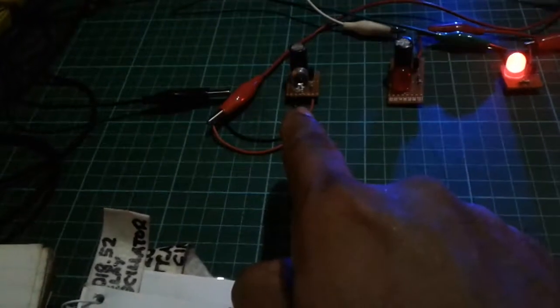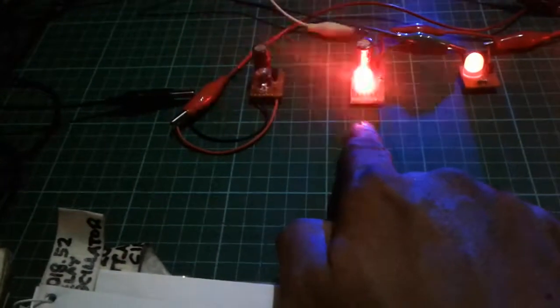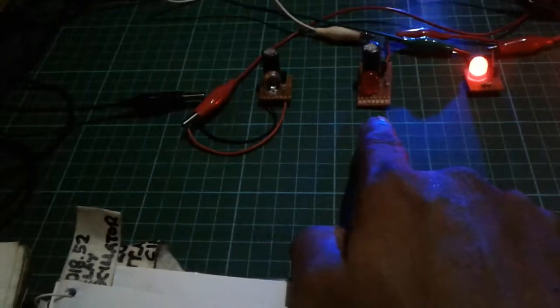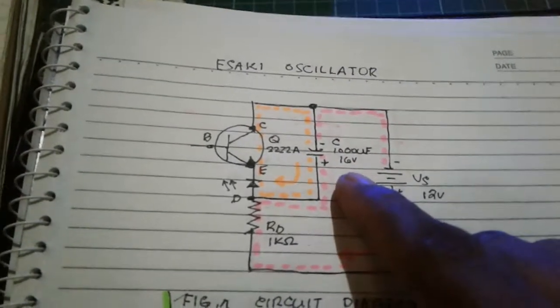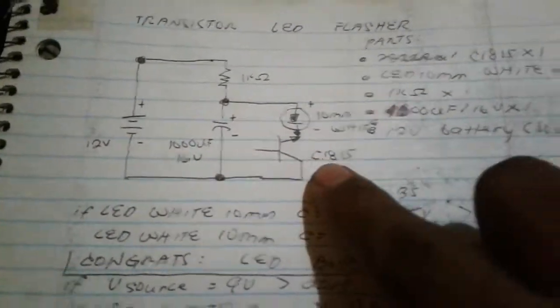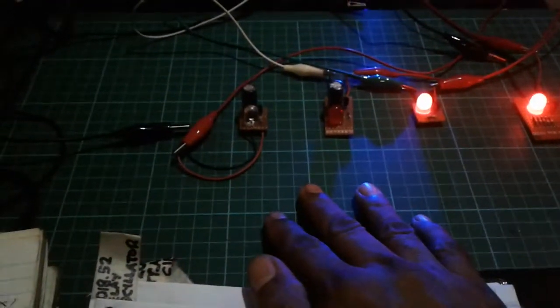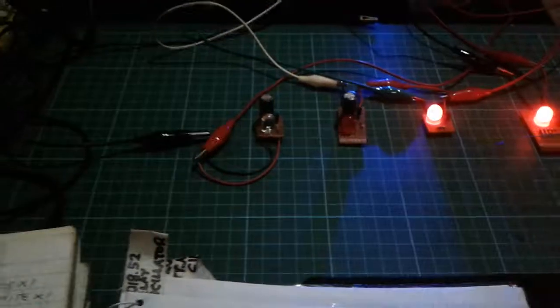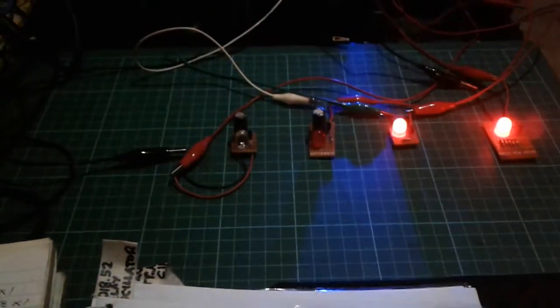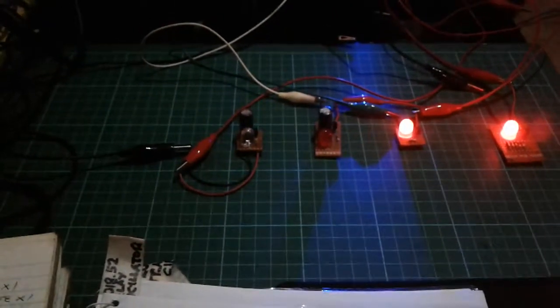Also have parts here. I'm using a transistor C1815. That is the blinking characteristics of that transistor. This is 2222A. Let us check the two circuits. This one is using the same capacitor and the same voltage supply and the resistor. This is using C1815. Here it's using 2222A. Both have the same circuit, different transistor, and different blinking characteristics. See? Have the same value of capacitor.